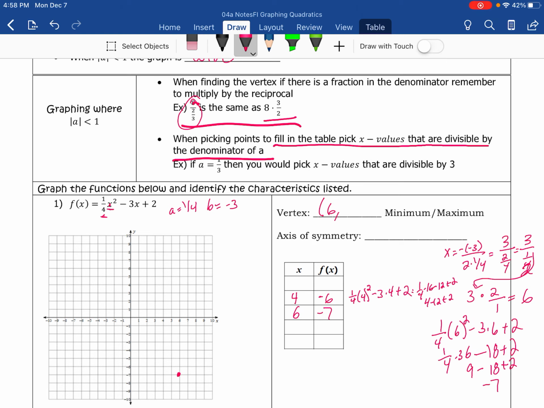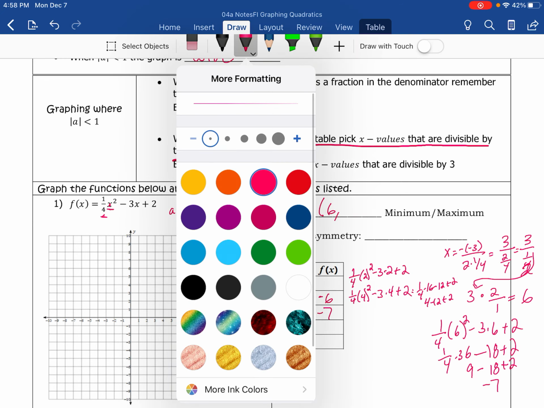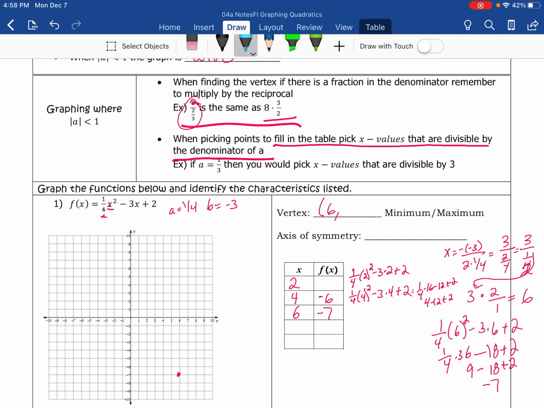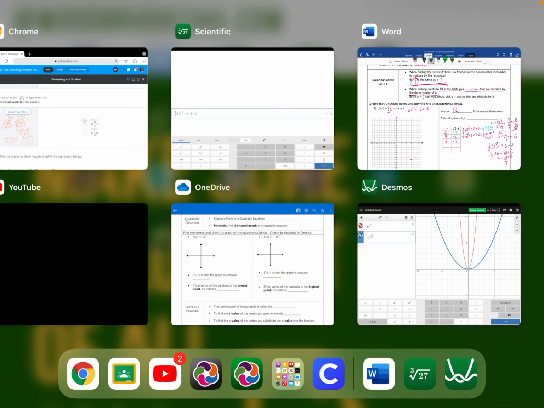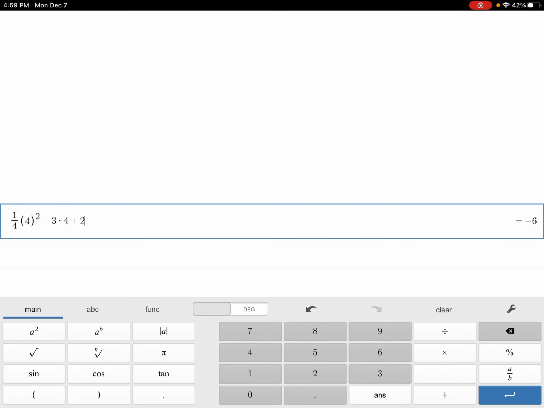When I pick another point, let's say I don't want to pick 3, I'll pick 2, and you're like, Miss Holly, 2 is not divisible by 4, but 2 squared is. So I would do this. This is going to be 1/4 times 2 squared minus 3 times 2 plus 2. So this is 1/4 times 4 minus 6 plus 2, which is 1 minus 6 plus 2, which is negative 5 plus 2, which is negative 3. And this is what I mean.